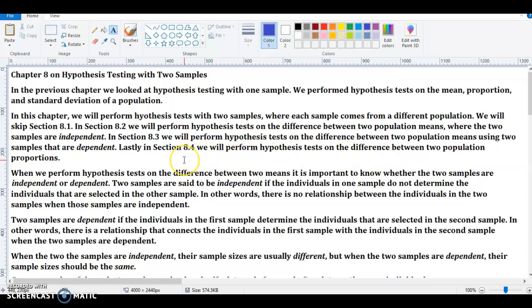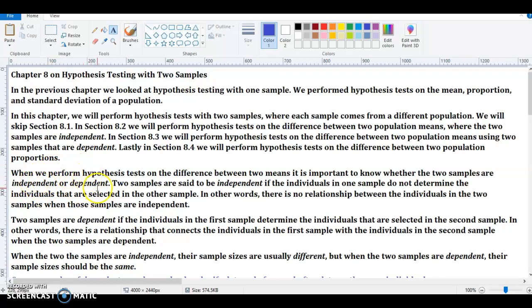Keep in mind that there are two populations and we're collecting a sample from each of the two populations when we do the hypothesis tests in this section, although we won't collect any data on our own. Next, when we perform hypothesis tests on the difference between two means, it is important to know whether the two samples are independent or dependent.